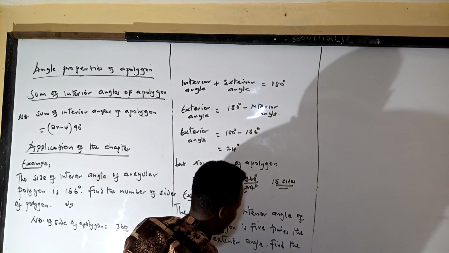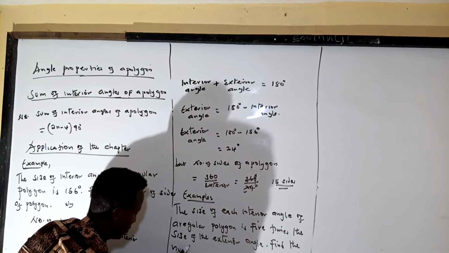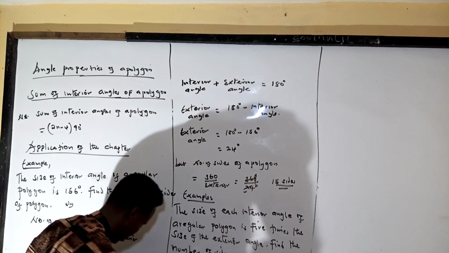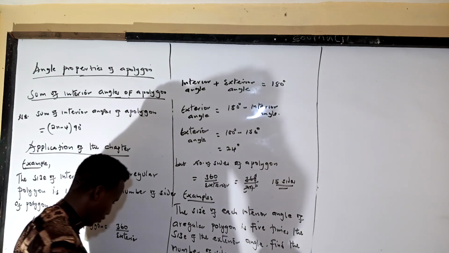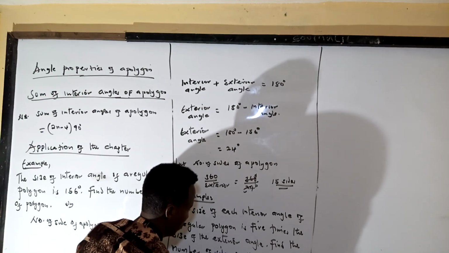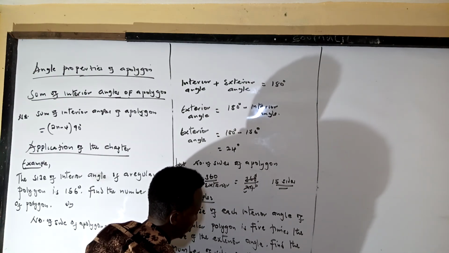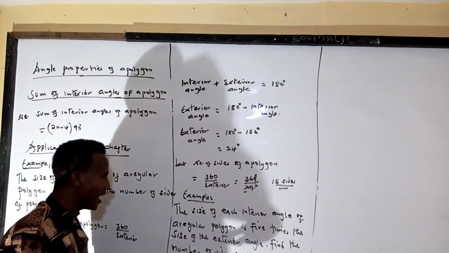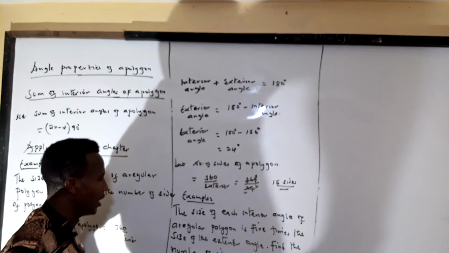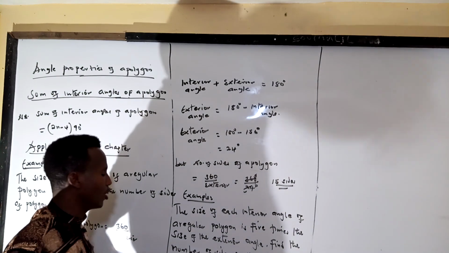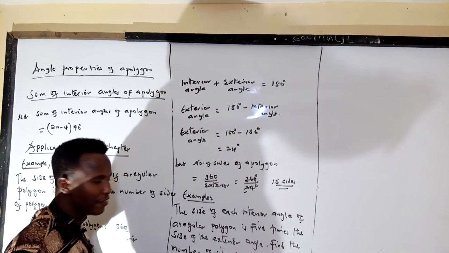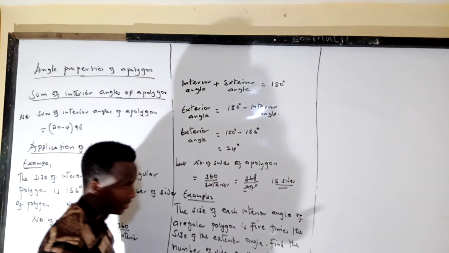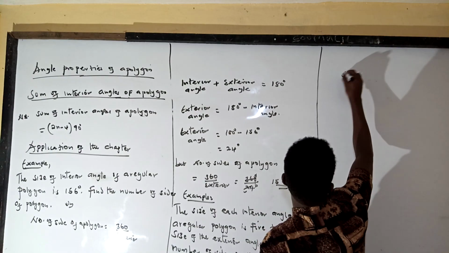Find the number of sides of the polygon. Look at this question. The size of each interior angle of a regular polygon is 5 times the size of the exterior angle. Find the number of sides. Let's come to the solution.